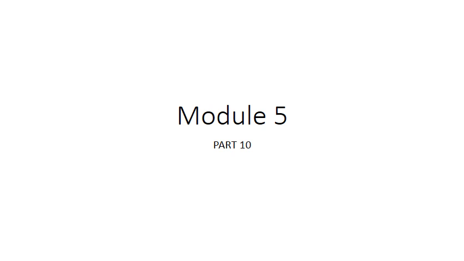Welcome to Module 5, Part 10. In the last section, we discussed the 555 timer, which produces accurate time delays or oscillations. Now, in this section, we are going to discuss one of the applications of the 555 timer, that is the astable multivibrator.